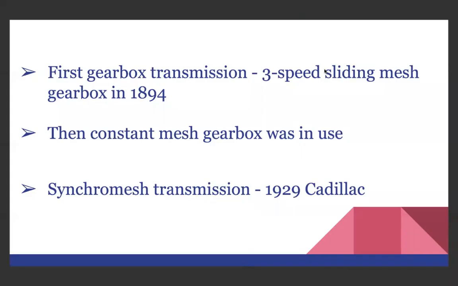Initially, in the late 1800s, a conventional three-speed sliding gearbox was in use. Due to extreme noise generated in it, it was later used less and led to adapting to the constant mesh gearbox. Then, as time passed and industry advanced, a synchronizer device was added to the constant mesh, which made it Synchromesh Transmission in the year 1929.